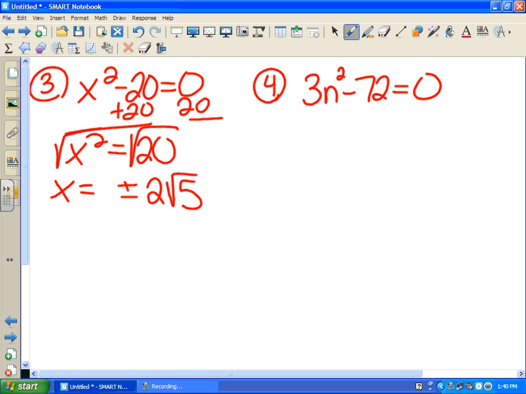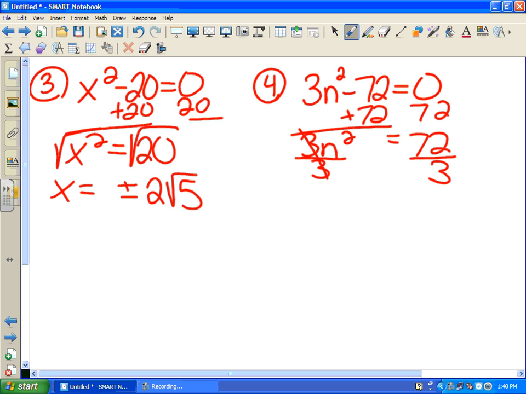Okay, so first thing you do is get the n squared by itself. So you will move 72 to the other side. You get 3n squared equals 72. So divide by 3. You get n squared equals 24. And you finally get down to just n squared. That's where you do the square root. So n equals plus or minus the square root of 24.